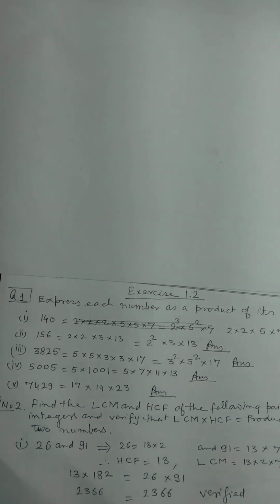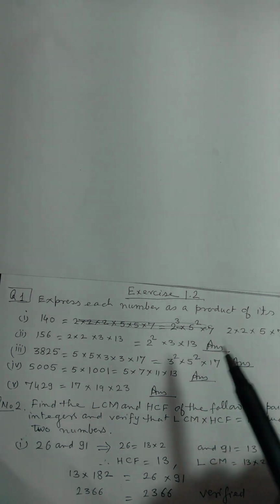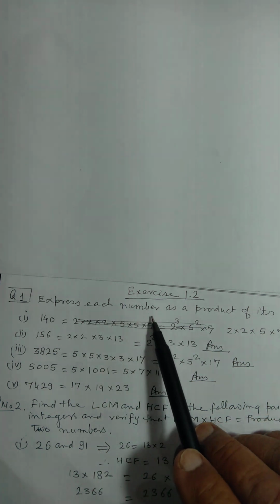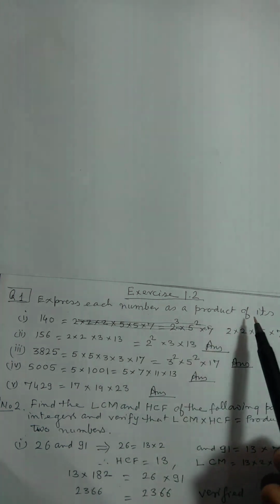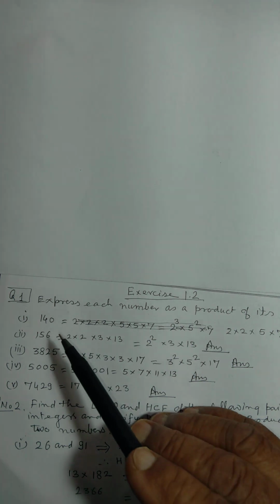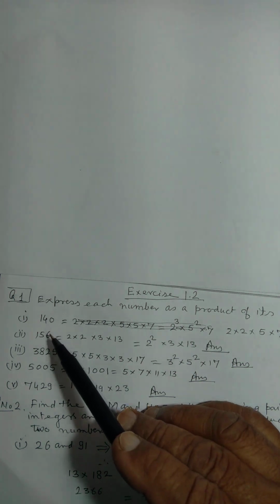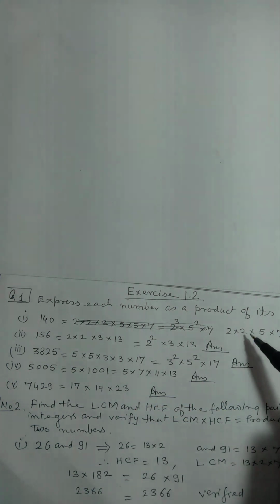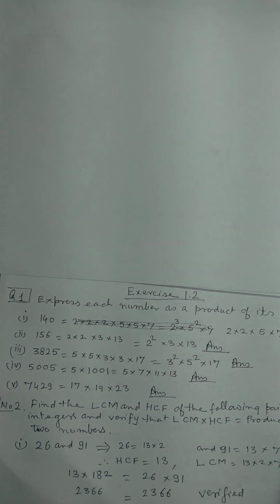Let us start exercise 1.2 of NCERT CBSE class 10th. Exercise 1.2. Here express each number as a product of its prime factors. So the number given is 140. Its prime factors will be 2 into 2 into 5 into 7, and it can also be written in the form of 2 raised to power 2 into 5 into 7.